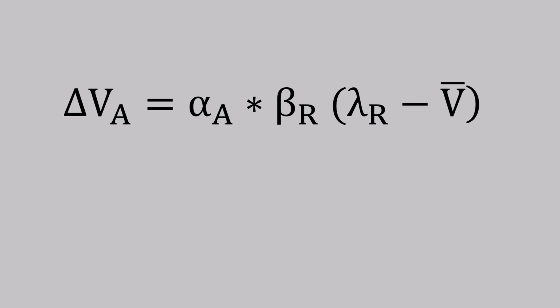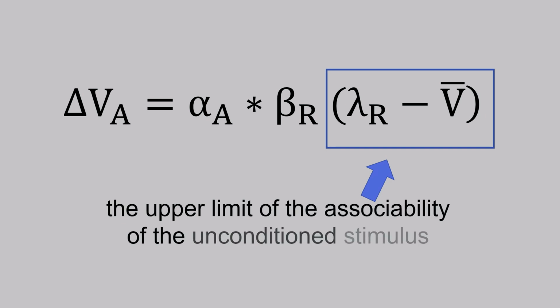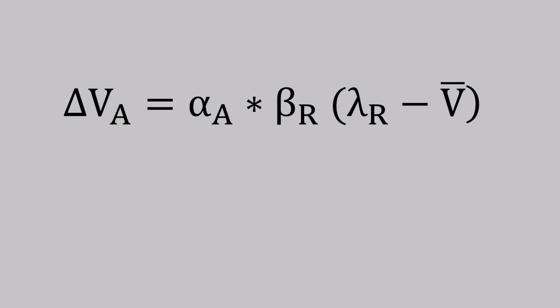And then this thing that we have down here in the parentheses, that's going to be the upper limit of the associative value of the unconditioned stimulus. So basically, how much can you possibly learn from it? Because not every stimulus is created equal, as you already know. And we will learn to calculate these in just a moment.